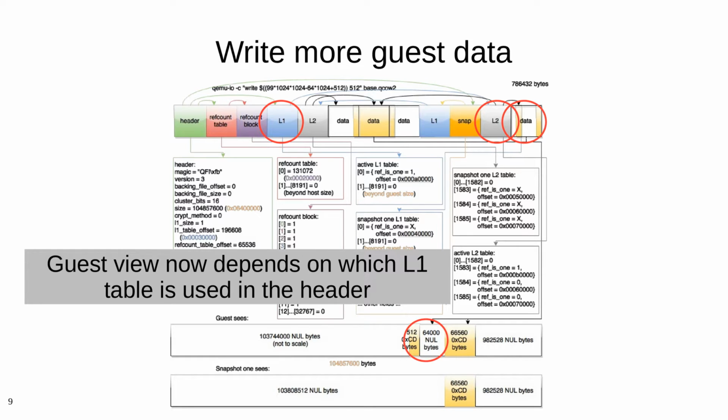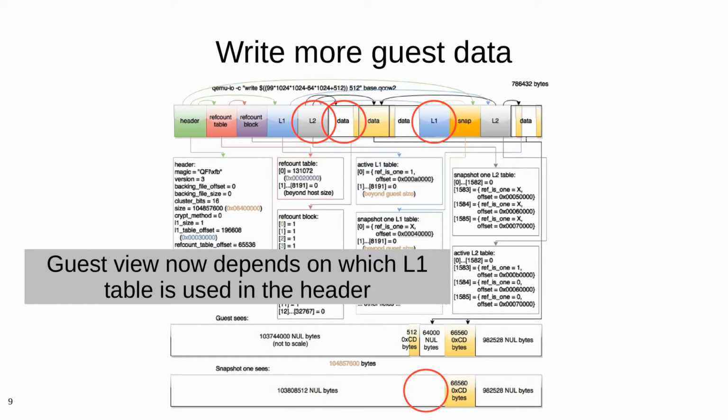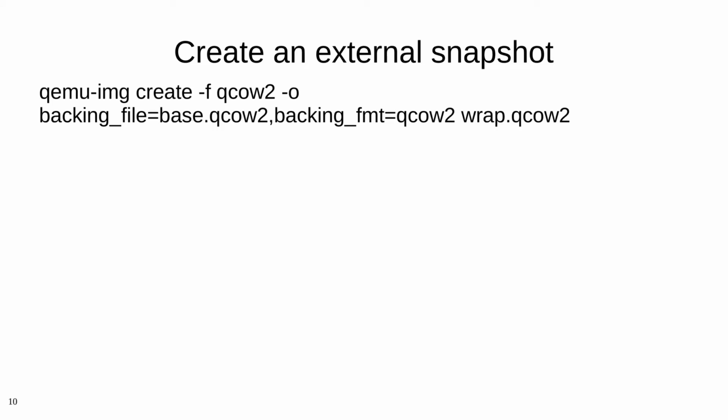And again, as I said, there's 2 L1 tables. Depending on which L1 table you see determines which other clusters are used together to form whether the guest sees data or sees the empty bytes that were there from before the snapshot. Internal snapshots are fun. What about external snapshots?